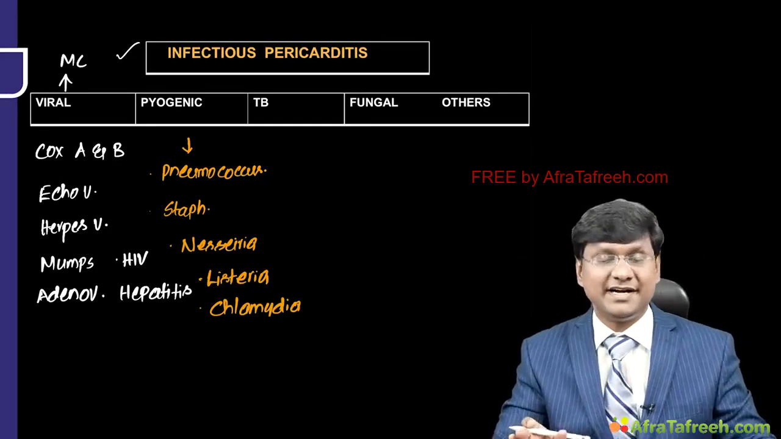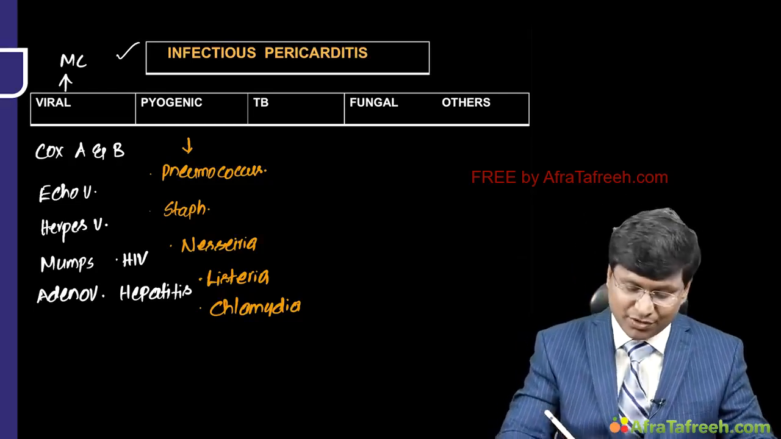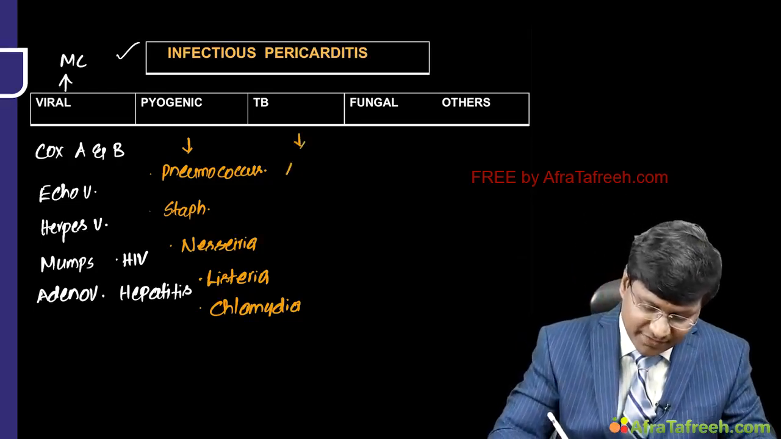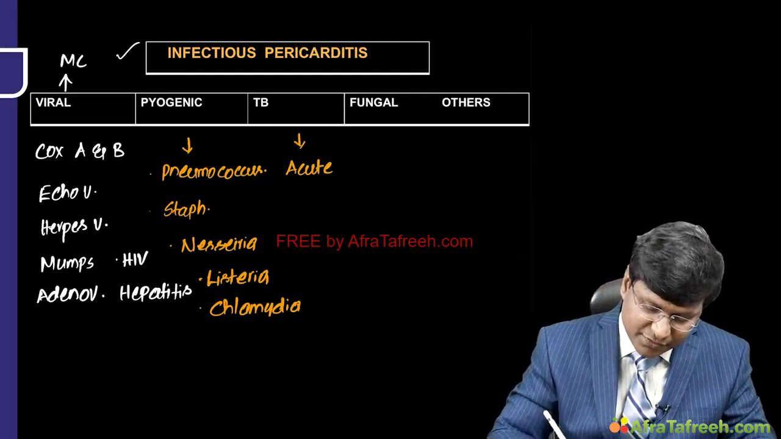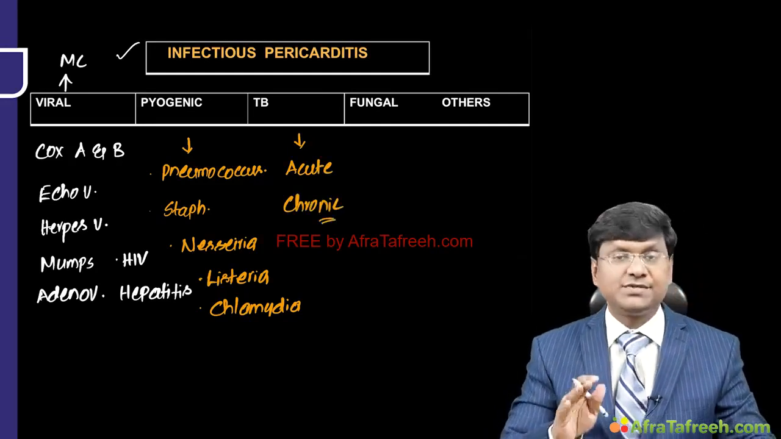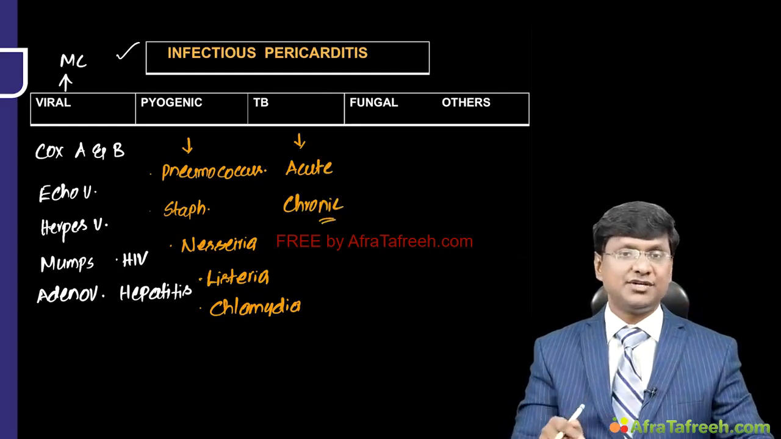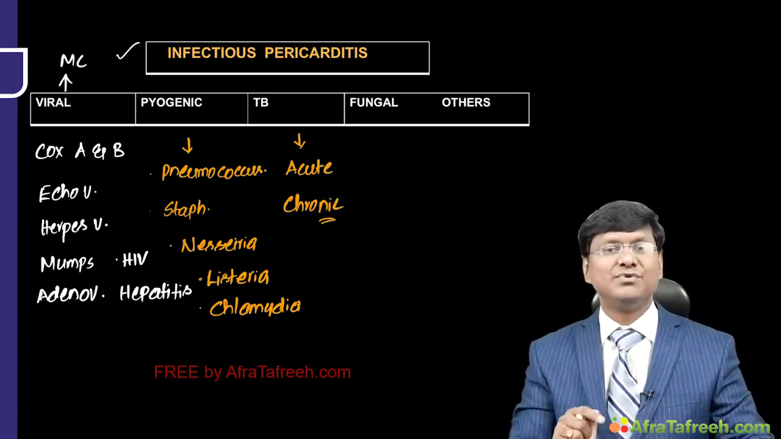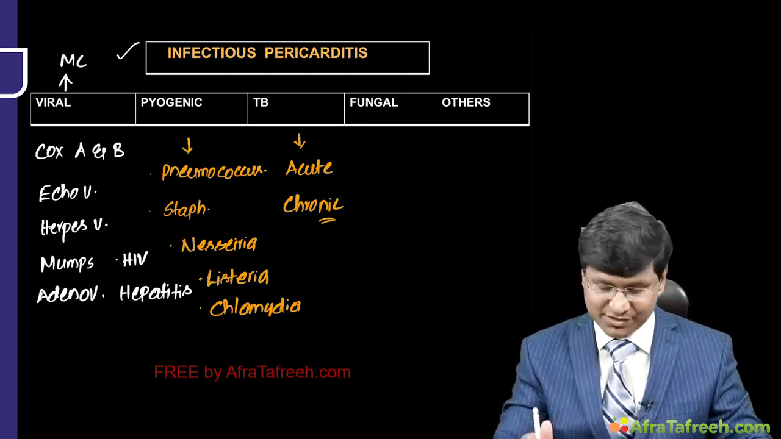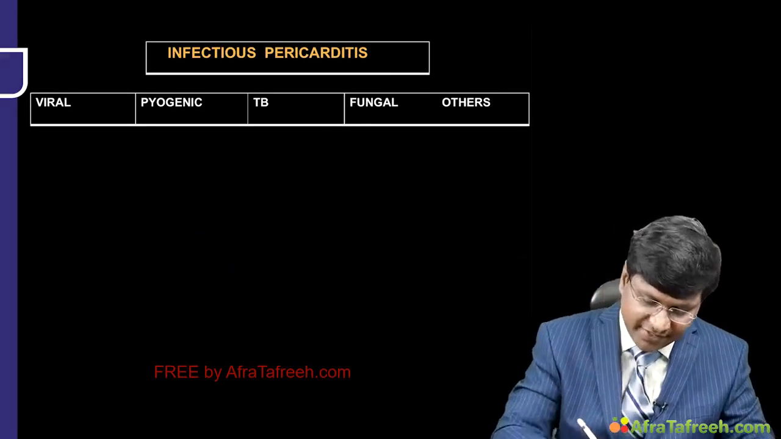Then tuberculous pericarditis. This tuberculous pericarditis will not only cause acute pericarditis, this is also the one which is responsible for chronic constrictive pericarditis as well. If you see the most common cause for chronic constrictive pericarditis in India, the most common cause will be tuberculosis. And the fungal infections are very common.